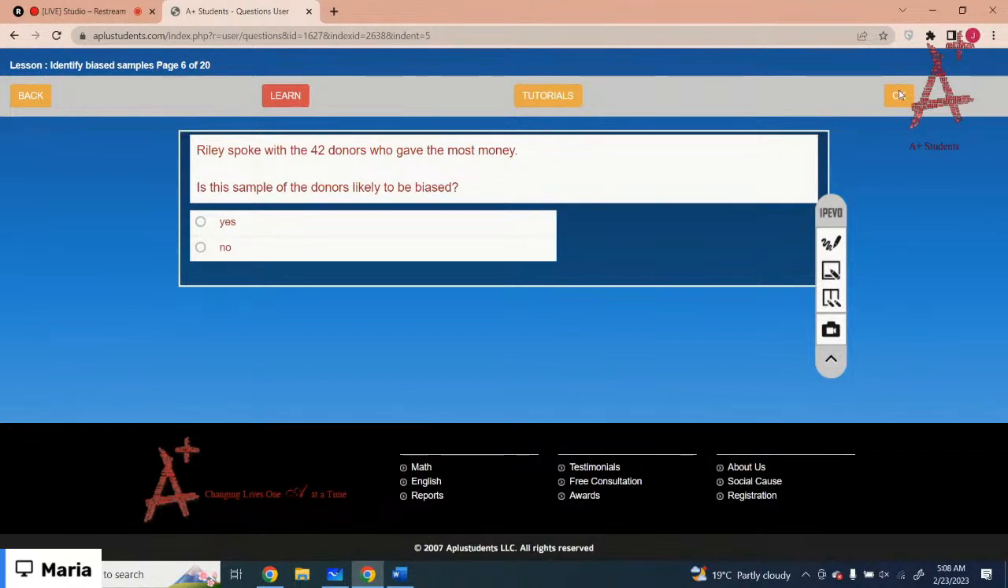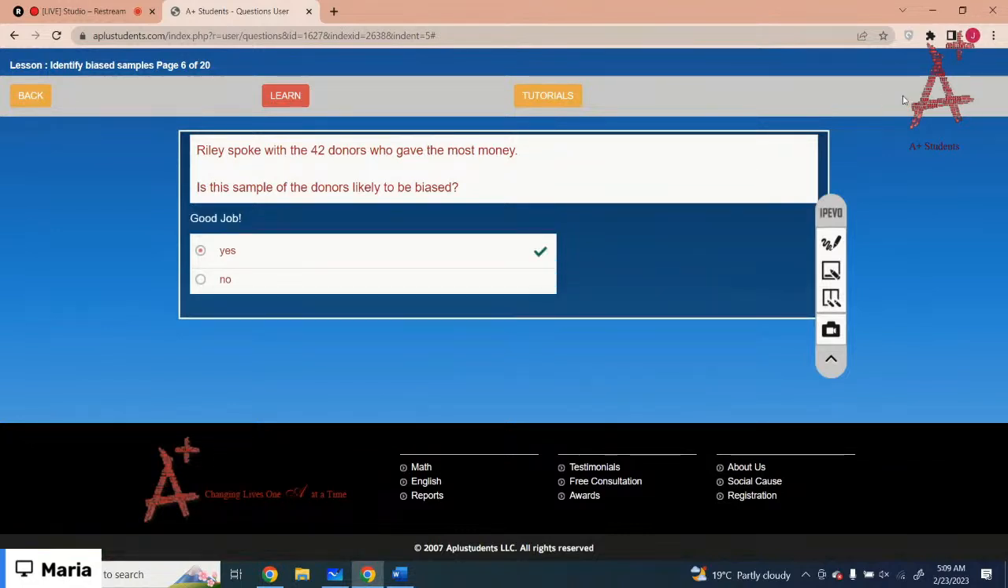Riley spoke with the 42 donors who gave the most money. Yes, it is biased because here the criteria is the most money. Got it? The 42 are the ones who gave the most money. So the criteria is the most money.